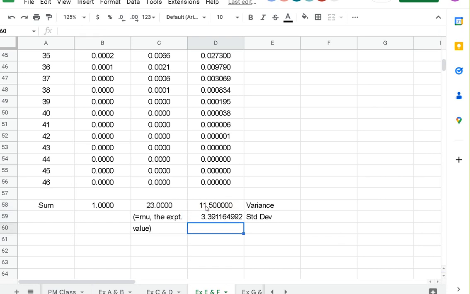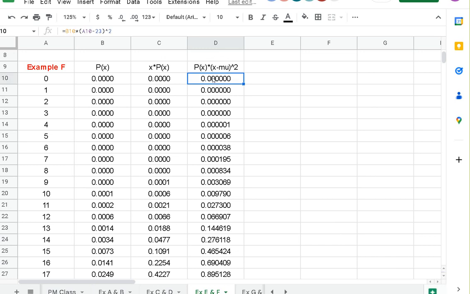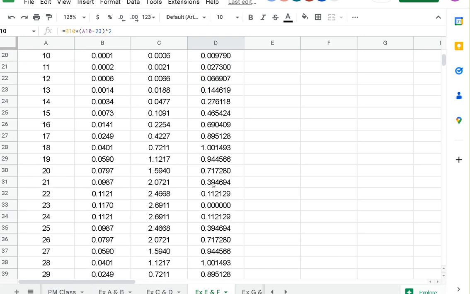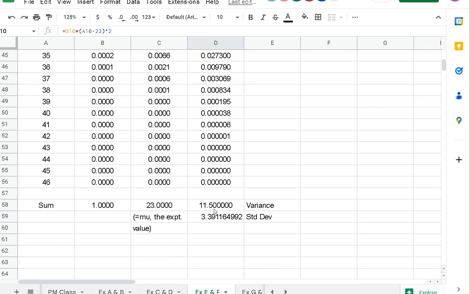So if you wanted to fix yours, the easiest thing to do is go up to the top here, click, and then drag that square all the way down to the bottom. It should give you the 11.5 that we knew it would. All right, so the square root of that is about 3.39. And that's what I was looking for, that square root.